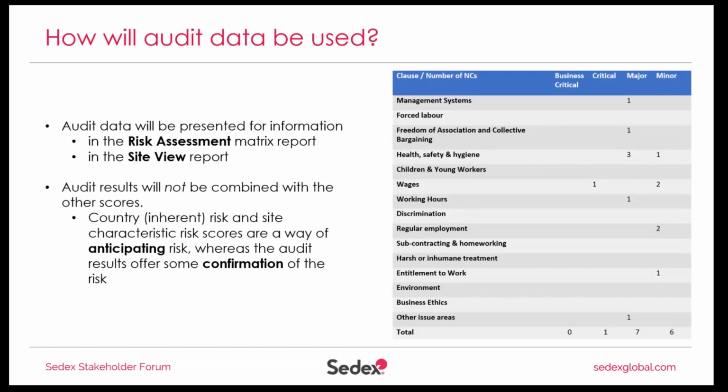So the risk assessment tool is trying to anticipate the risk, as Stuart talked about earlier, whereas an audit is trying to confirm whether those risks may be present. So it's important that those two elements are kept separated. However, what we will do is build much more visibility of a site's audit results into the views within the tool. So you'll be able to see whether those risks have been confirmed or not, and that table illustrates how this will be presented. When you're looking at your supply chain at an aggregated level, you'll also be able to use the audit data to see which types of issues have been picked up through audit.